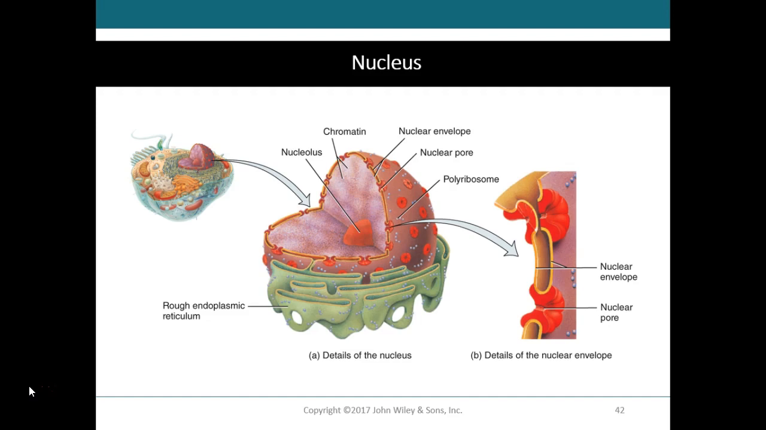The parts of the cell include the nuclear envelope, which is perforated or has holes. So these perforations that are called nuclear pores serve as an area for things to move out of the nucleus and into the cytoplasm. Then in the center area of the nucleus is a structure known as the nucleolus, and the genetic material, the DNA, is located within the nucleus as well.